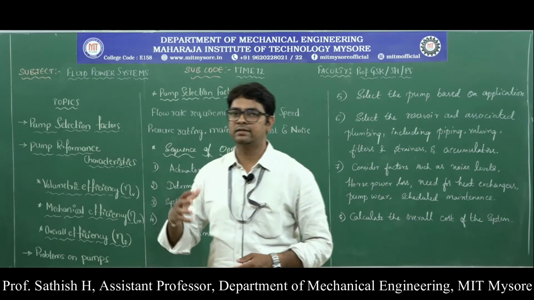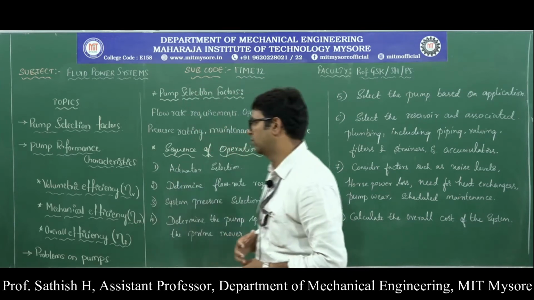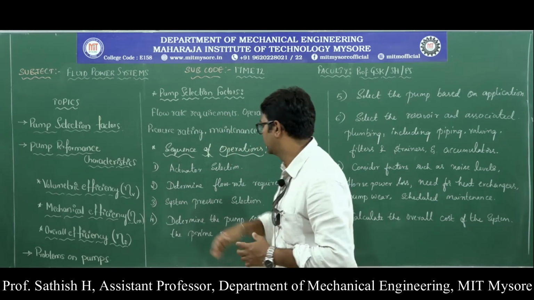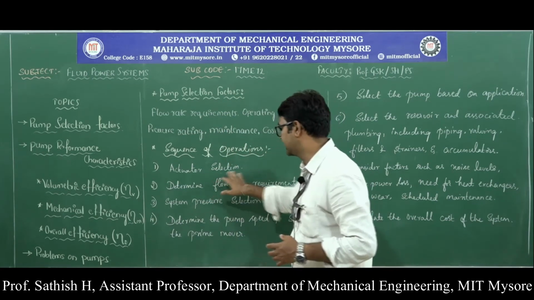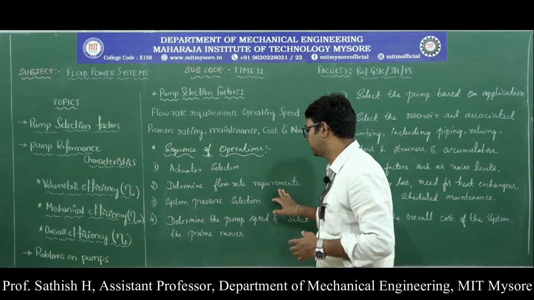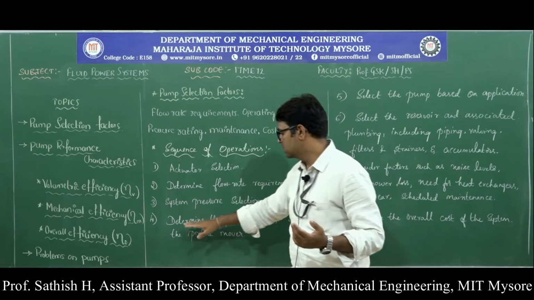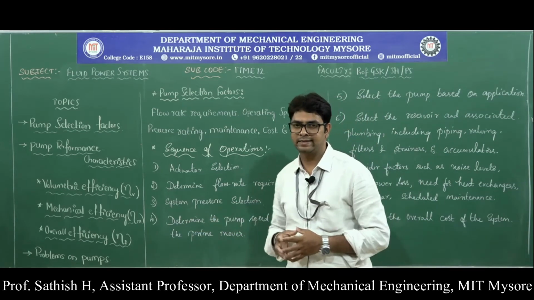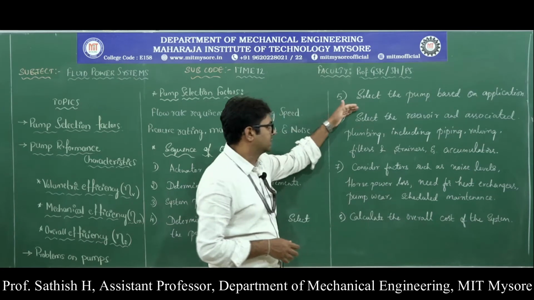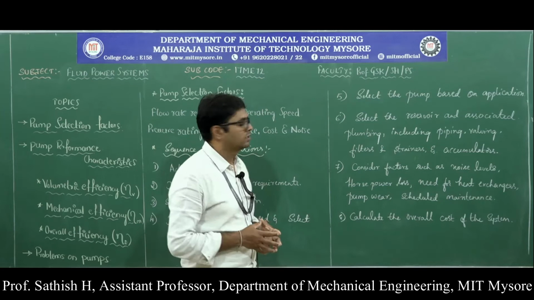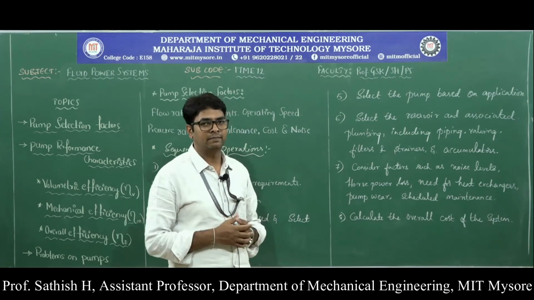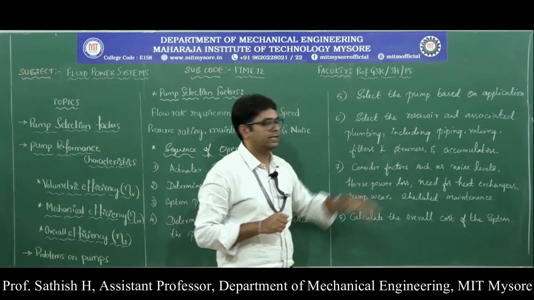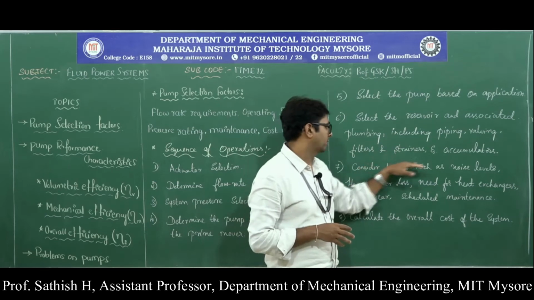This is about all the 8 steps, or sequence of operations, involved in the pump selection factors. If I repeat, the first one is actuator selection, the second is determining the flow rate requirements, and the third is determining the pump speed and selecting the prime mover. Speed and prime mover are interrelated. And then select the pump based on the application. There are various types of pumps available, and you have to select the one suitable for that particular application, and select the reservoir and associated plumbing, including piping, valving, filters and strainers.